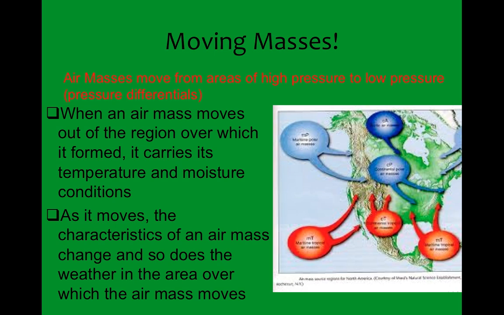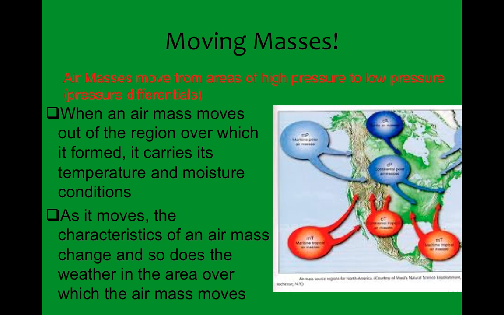Air masses do move, and they will be moving from areas of higher pressure to areas of low pressure. When an air mass moves out of a region that it formed in, it's going to carry those same temperatures and moisture conditions. So that means as it moves, the characteristics of an air mass are going to change, and so does the weather in the area in which the air mass moved.